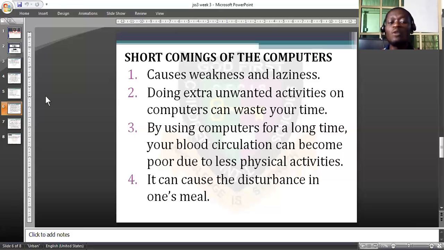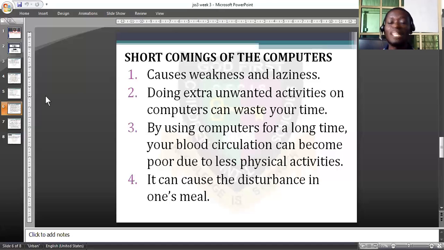Three, by using the computer for a long time, your blood circulation can become poor due to less physical activity. You are advised when working with the computer, after some minutes, to stand up and take a walk, stretch your legs, stretch your hands, for blood to circulate properly in your body. What we are trying to say is that when you are working with the computer, it sometimes reduces blood circulation in your body because of the stagnancy, staying in the same place from the beginning for a longer time.